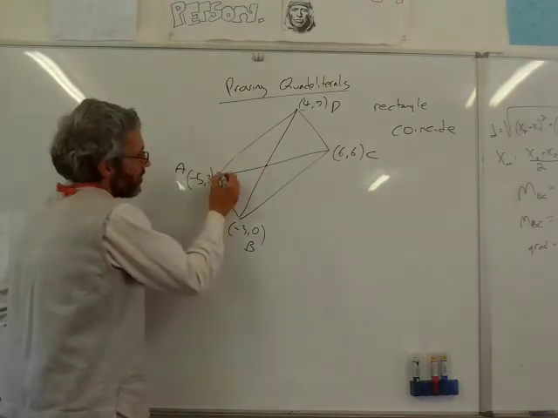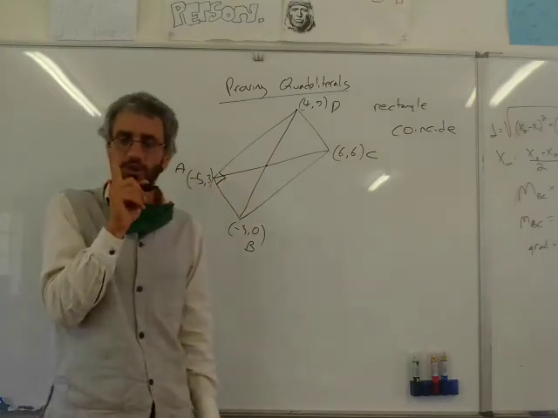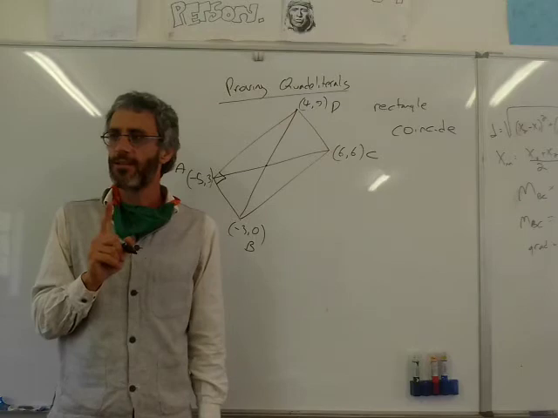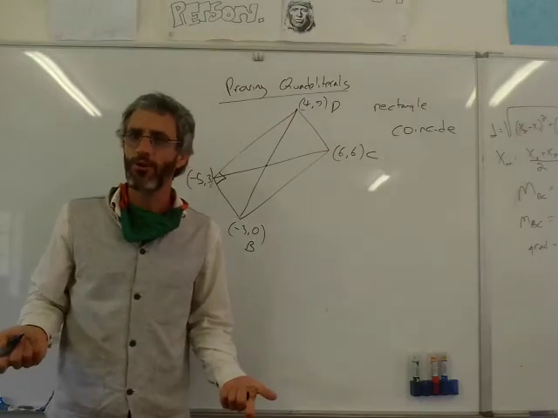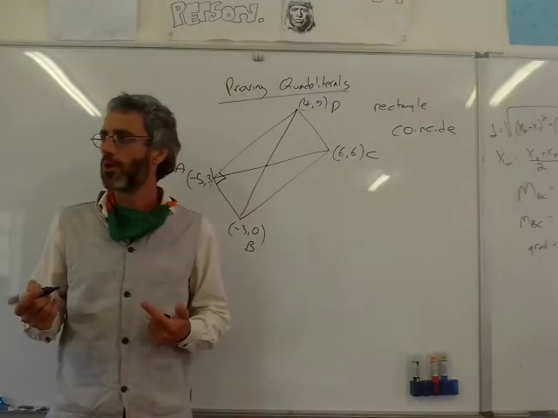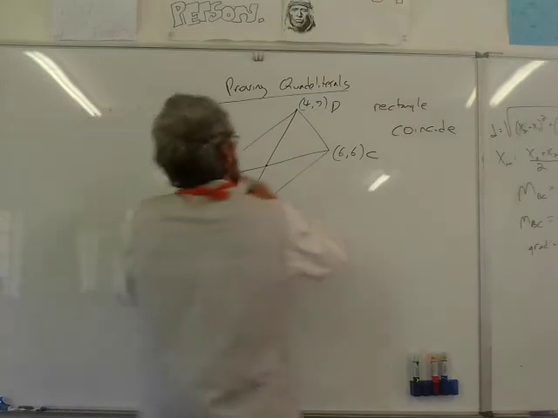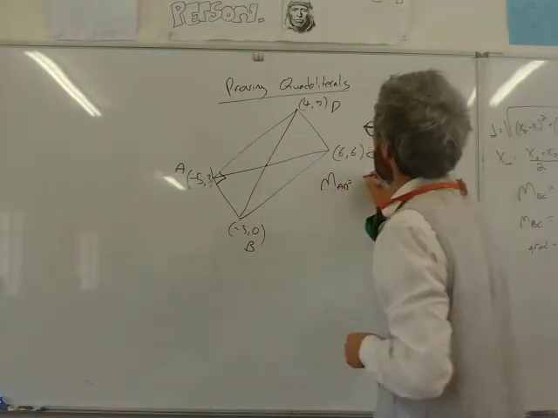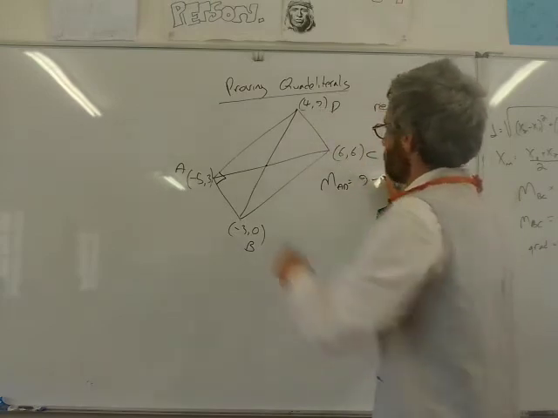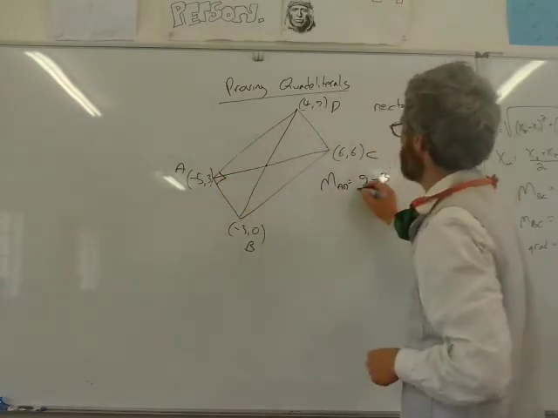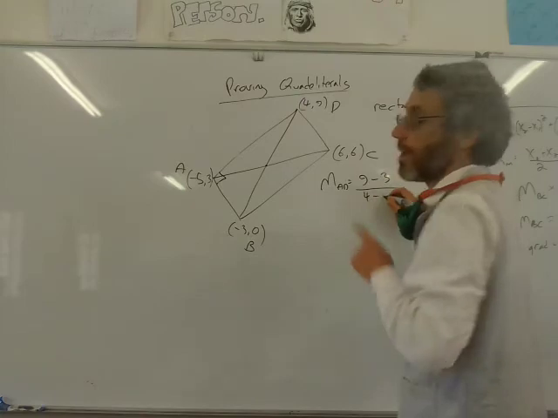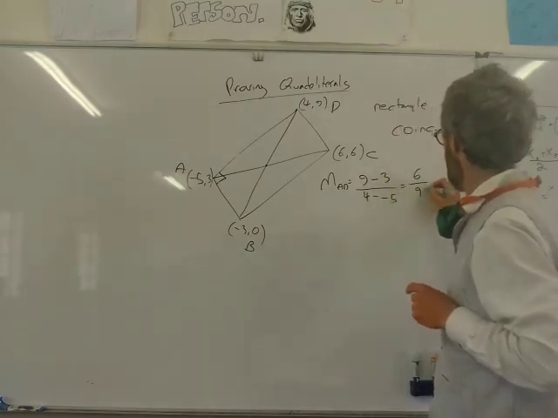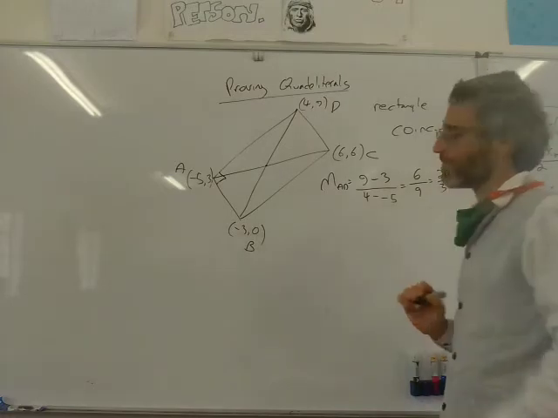Instead, we want to show that just one interior angle in this parallelogram is 90 degrees. And that's easy to do. You just calculate the gradients, multiply, and you get minus 1. So let's find the gradient of line AD. It's going to be 9 minus 3 divided by 4 minus 5. Good one, James. 6 divided by 9, 2 over 3.